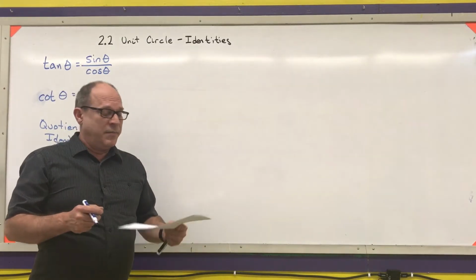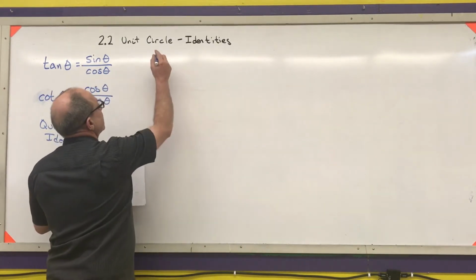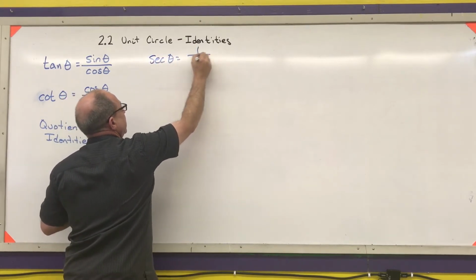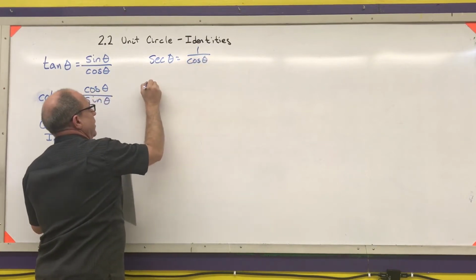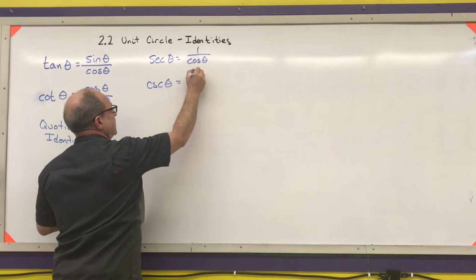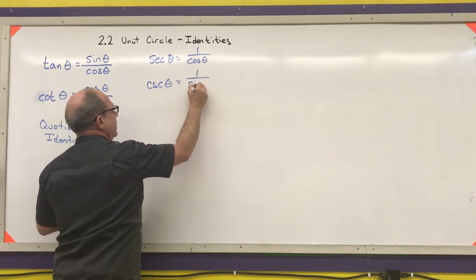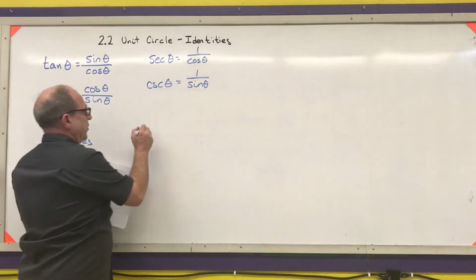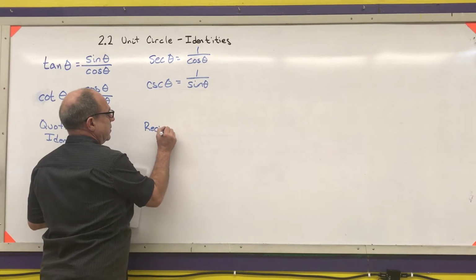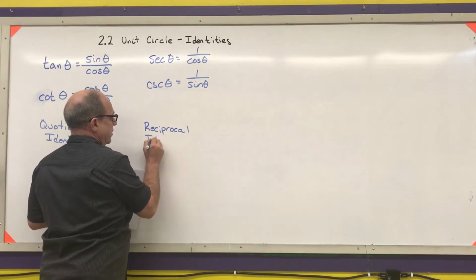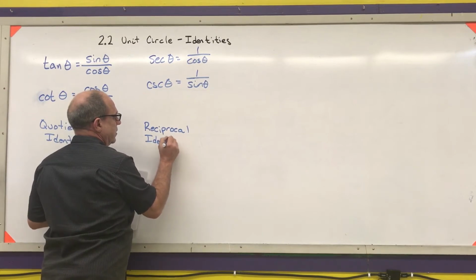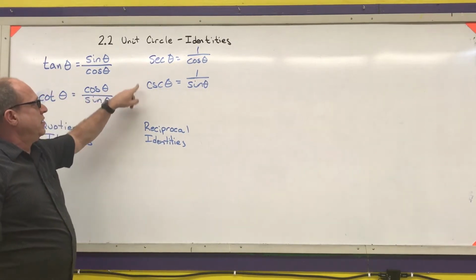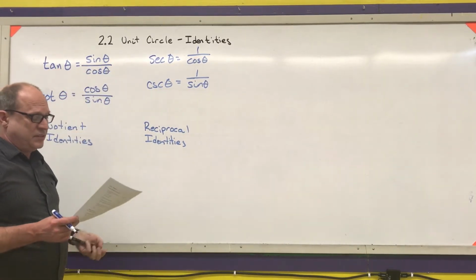As we saw when we were talking about right triangle trigonometry, we know that the secant of an angle is the reciprocal of the cosine of the angle. The cosecant of an angle is the reciprocal of the sine of the angle. So these are called reciprocal identities. So we're able to write our other 4 functions in terms of sine and cosine.